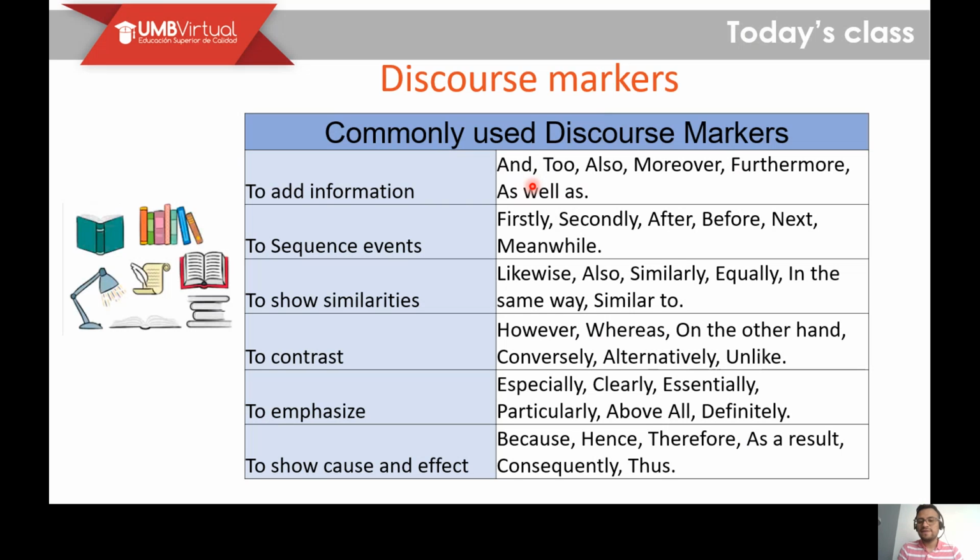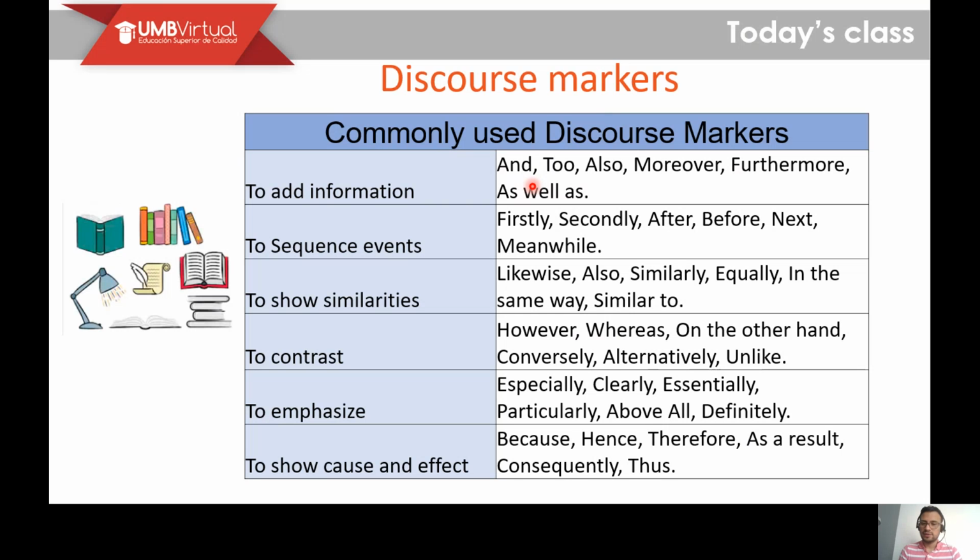To sequence events, when you have a sequence of events, you can say firstly, secondly, after, before, next, and meanwhile. And remember, we have some examples in here, but you can look for more. To show similarities, we have likewise, also, similarly, equally, in the same way, similar to.